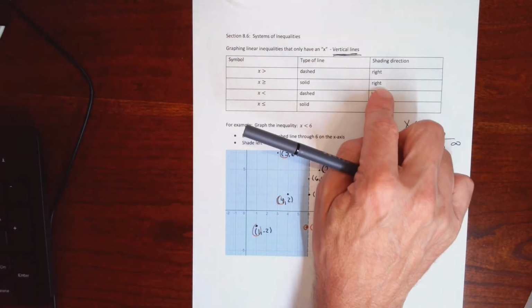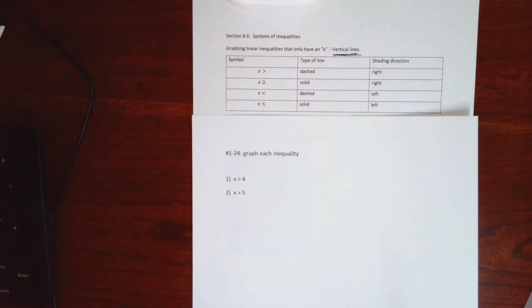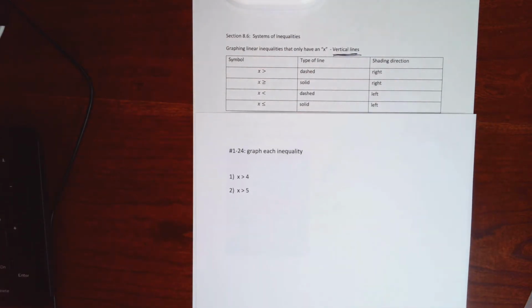For shading, anytime I'm asked to graph an x with a greater than, I'm going to shade right. Anytime I'm asked to shade an x with a less than, I'm going to shade left. Let me show you what I mean by doing a couple problems from the homework.